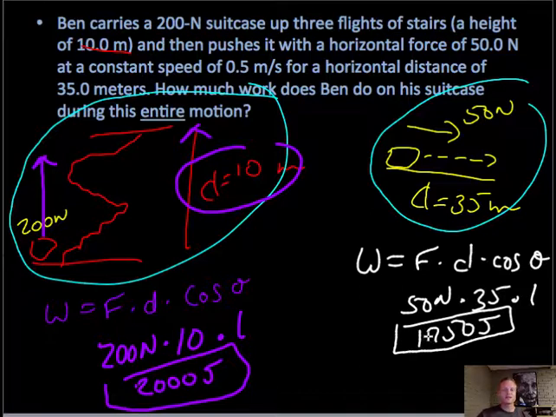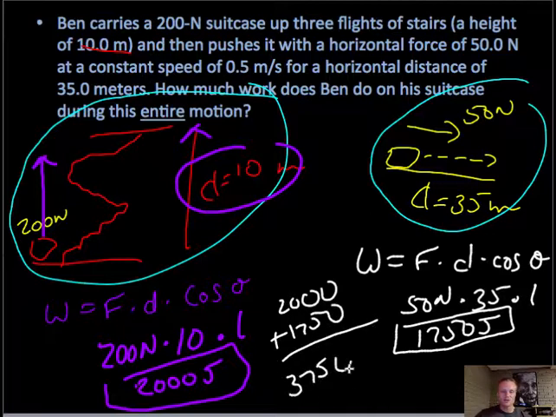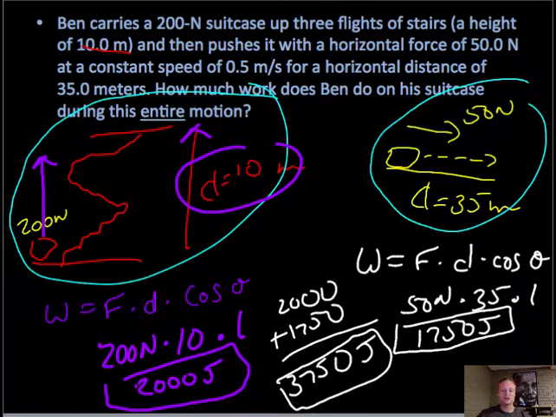Now we want to know how much work Ben does in total. So I need to add up 2,000 plus 1,750, and if you do that math, you have a total amount of work of 3,750 joules. Ben must be tired. He will probably need to take a nap.